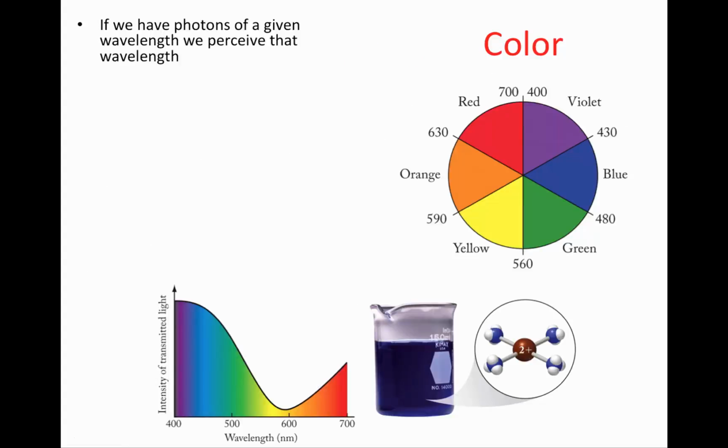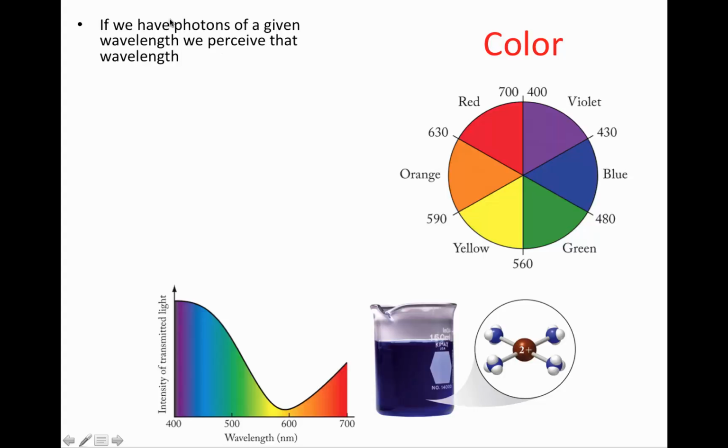Now, what we're going to talk about for a minute is color. For those of you that don't know this, some of these things are going to seem a little bit strange, but all I'm telling you is how our brains perceive color, and it's not entirely as some of you might expect. Now, it turns out that if we have photons of a given wavelength, we perceive that wavelength. What I mean is that if all the photons have the same wavelength, we just perceive that wavelength.